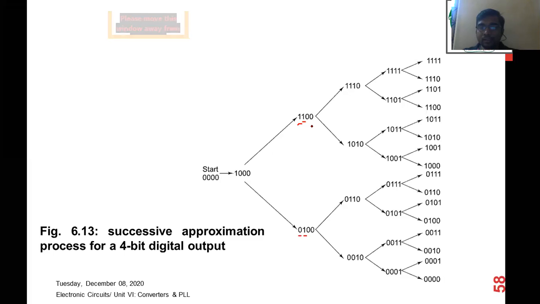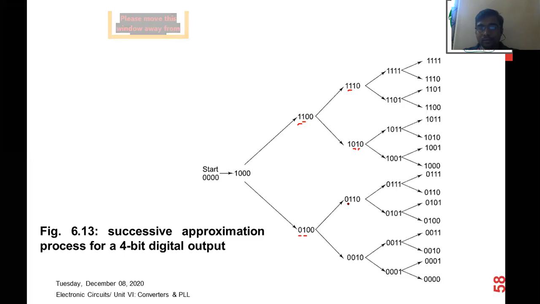Again, for the upper branch there are two cases. First, the analog input voltage is greater than the digital equivalent, so the MSBs are kept as they are and the next bit, the third MSB, is set to 1. Similarly, if the analog input voltage is less than the digital equivalent, here we are talking about the second MSB, so the second MSB is 0 and the third MSB is 1.